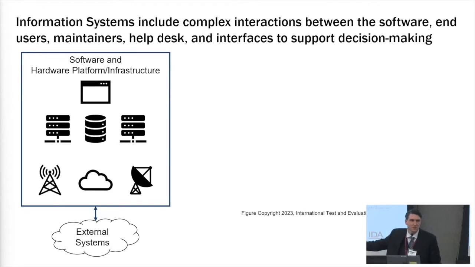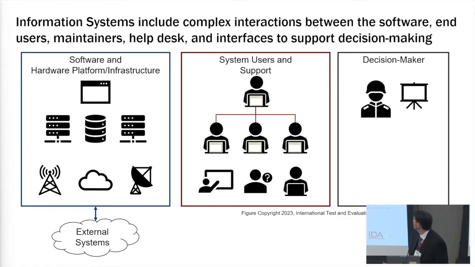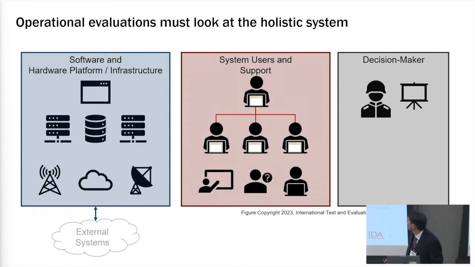You have external systems that these operate with. You have system users and support that interact with that system. And then at the very end, you have what we'd call decision makers, but basically information consumers or customers of the information that these are producing. It's the interactions of all of these different pieces that manifest the performance of your system. So when you go to do an operational test and evaluation of these, you really have to consider the holistic performance of the system when you design an operational test.